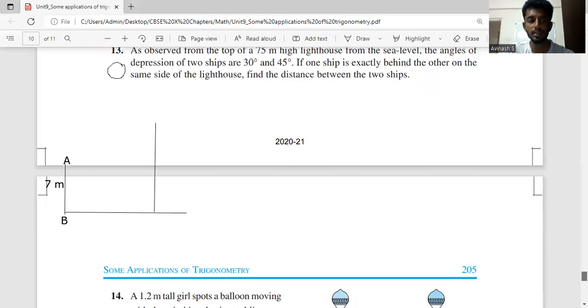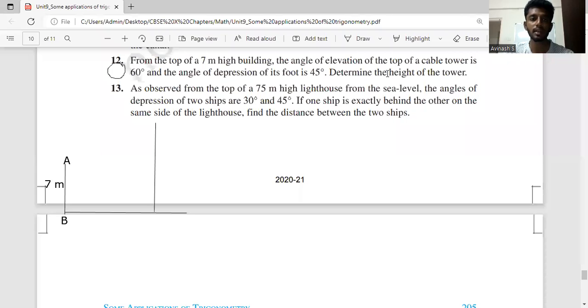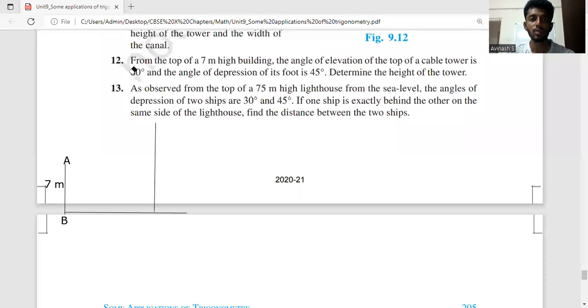So this is something that's very important. So let's try to understand this. This is the cable tower, and I'm representing the cable tower as CD. I repeat, how do I know that the cable tower is taller than the building on which I'm standing?